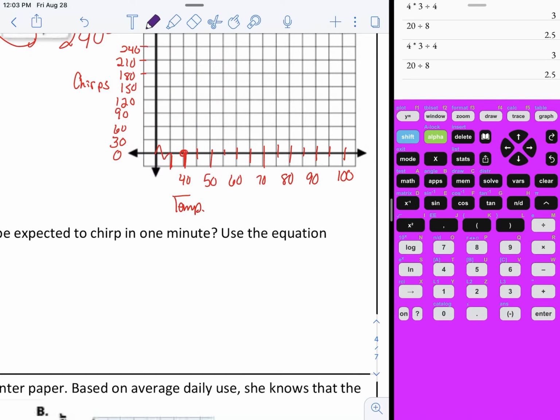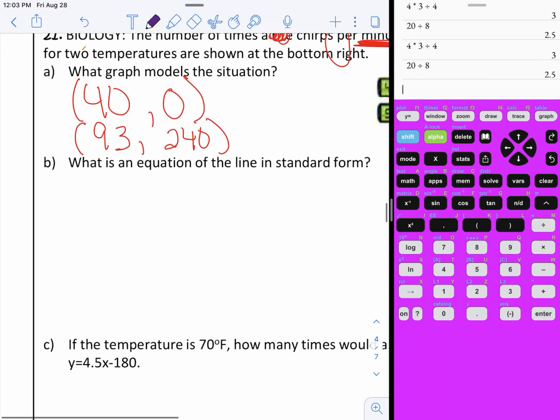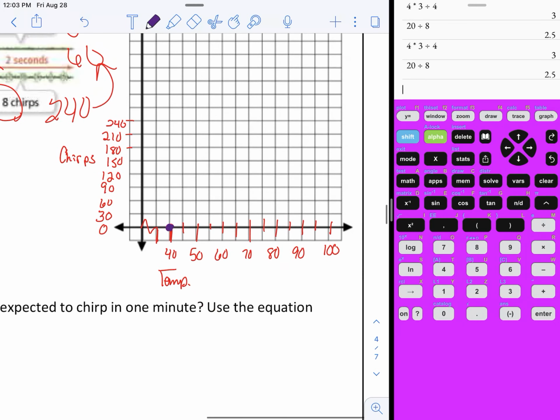I'm going to change colors because it's really blending in. How about this purply color? Well, that's pretty. And then my other point is 93, 240. I know a lot of you don't know how to take me. You know, I'm weird. It's okay. I don't mind.